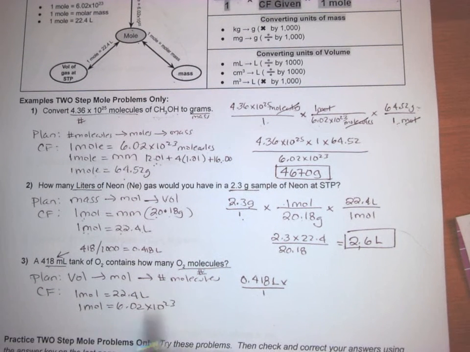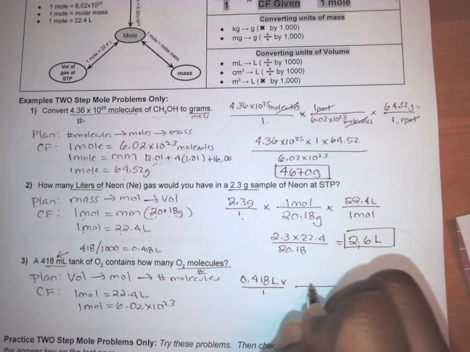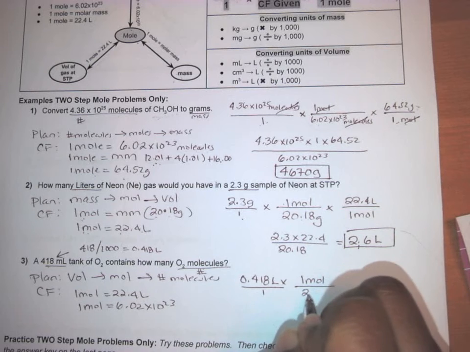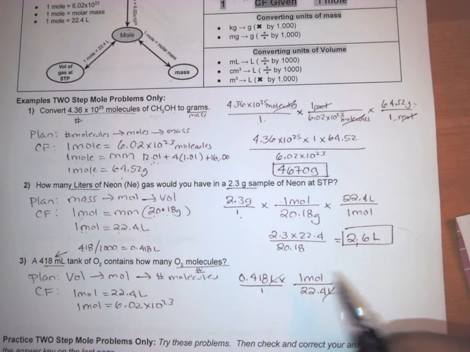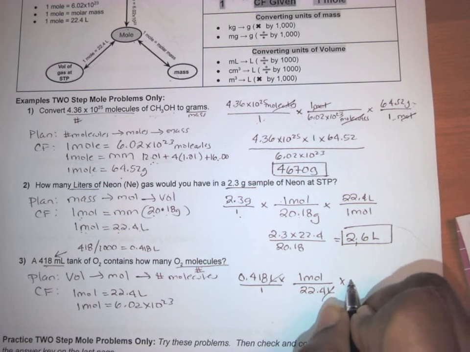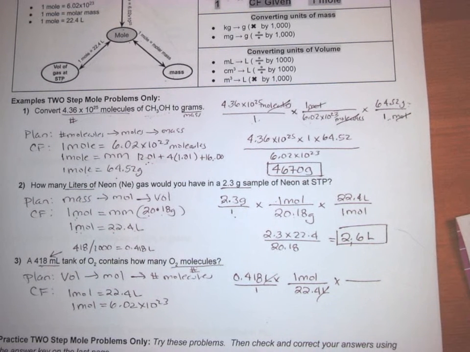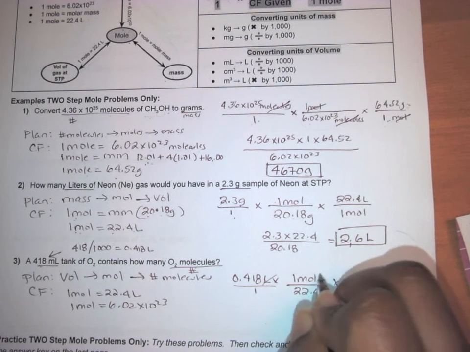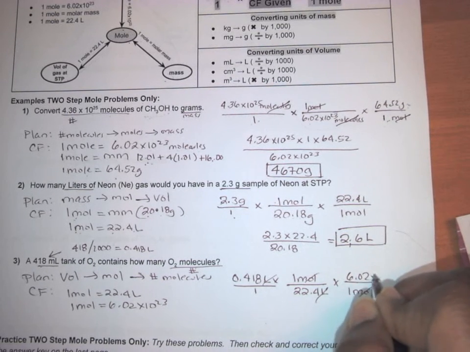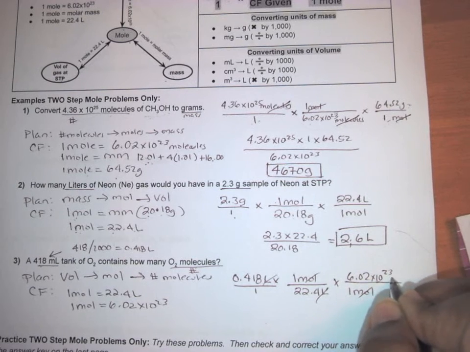Now my first conversion factor is going to come from this. 1 mole is equal to 22.4 liters. I'm going to put the 1 mole on top and the 22.4 liters on the bottom, so that the liters will cancel out. And then the next conversion factor will come from 1 mole is equal to Avogadro's number. So the 1 mole goes on the bottom, so the moles cancel out. And the units here are molecules.